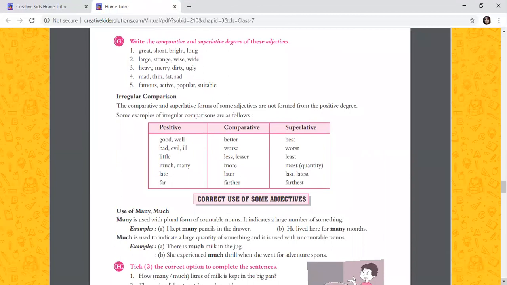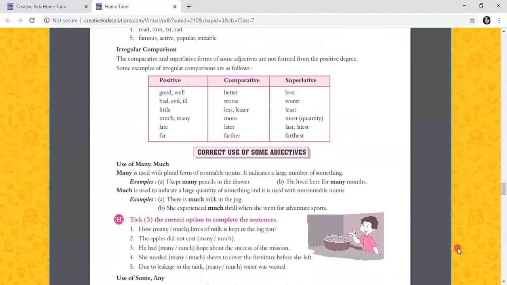Then irregular comparisons. Irregular comparisons means there is no specific rule. Irregularly, it can be compared. What are the words? Good or well, better, best; bad, evil, ill, worse, worst; little, less, lesser, least; much, many, more, most; late, later, last, latest; far, farther, further.